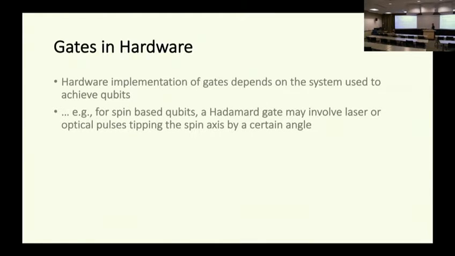As I said, hardware implementation of gates actually depends on the system used to achieve qubits. So, for example, if you're using spin qubits, then you may use laser optical pulses to tip the spin by some angle. Okay, and then that can represent a certain kind of operation.